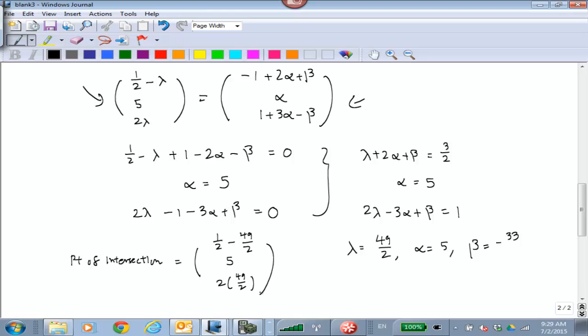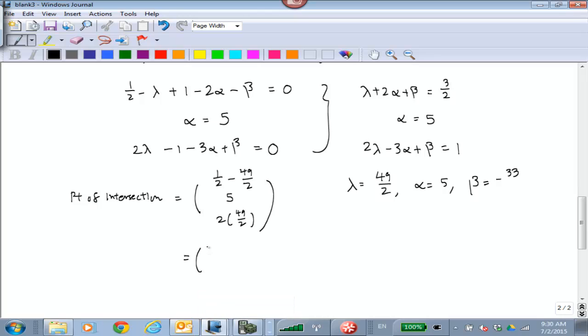Yeah, correct. Okay. Giving you the answer, which is what the question actually wants you to find: minus 24, 5, and 49. One more thing, your answer, please don't leave it as IJK. Always give it as column vectors.